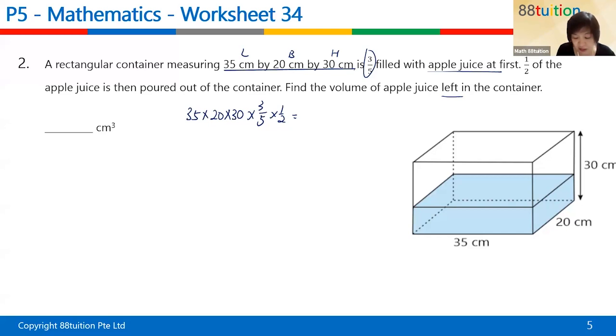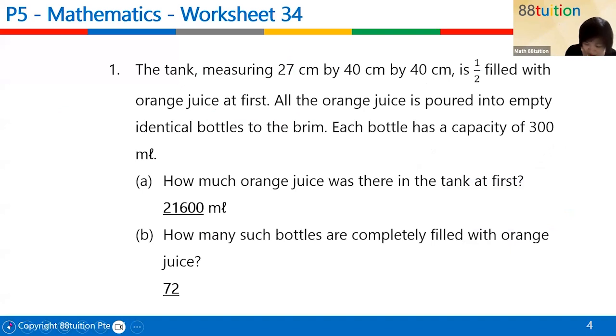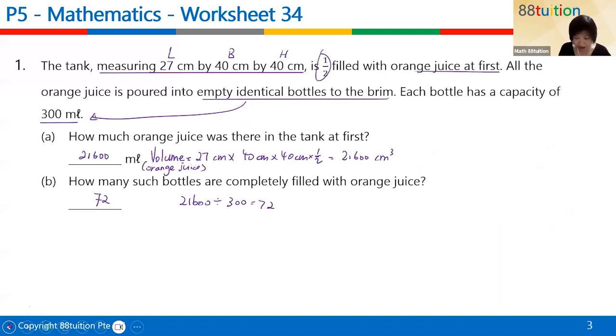Okay, give me a minute now, Jaslyn. I finish this up, then I will remove this. Okay. All right. Just to answer Jaslyn's question. Yeah, for B it is 72 because I divide it by 300. Because each of them is 300, huh? Okay, thank you for asking. 21600 divided by 300. Yes.